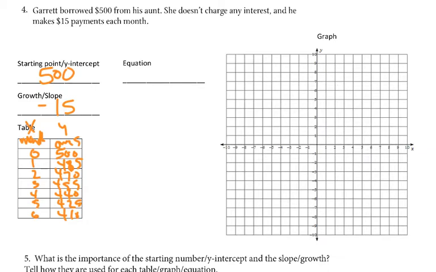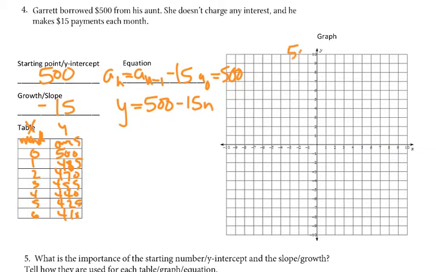Okay, so my recursive equation, a sub n equals a sub n minus 1 minus 15, and a sub 0 equals 500. My explicit, y equals 500 minus 15, it's arithmetic still, times n. Graphing it, let's start with 500, so we counted by 50s. So we start at 500, subtracting 15 each time. Okay. So this would be 450. I had at 3, I was at 455. And then 440.